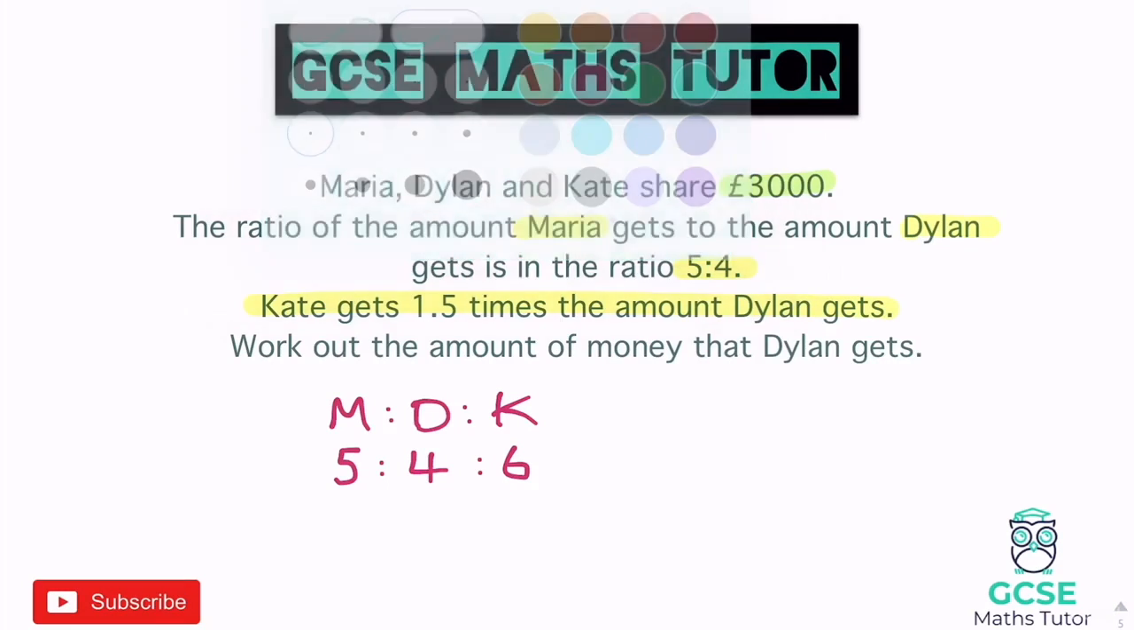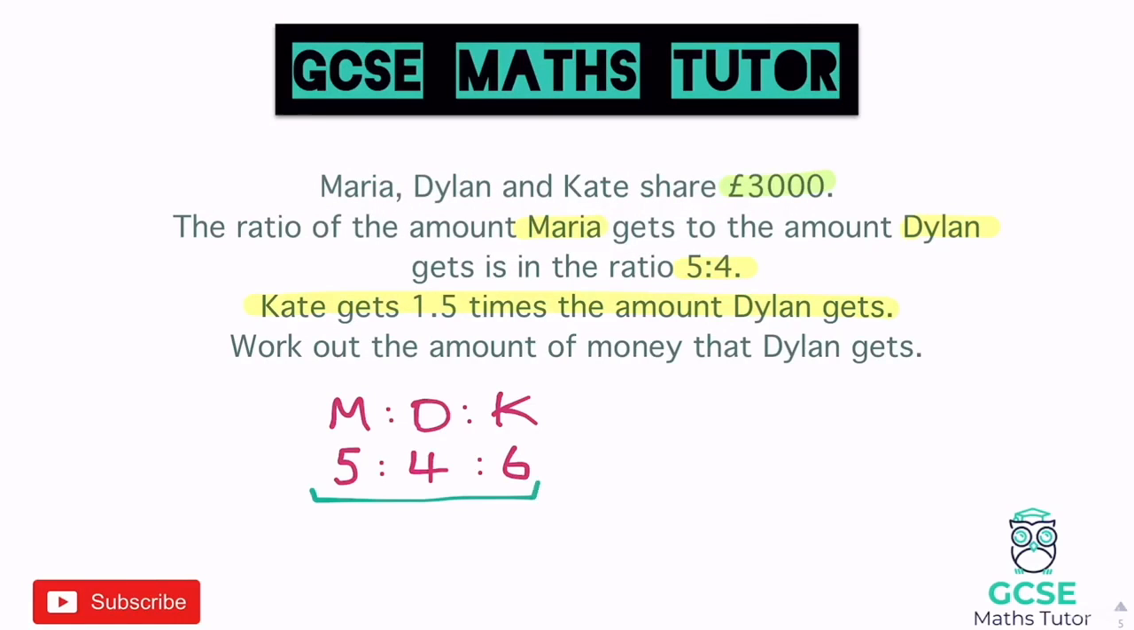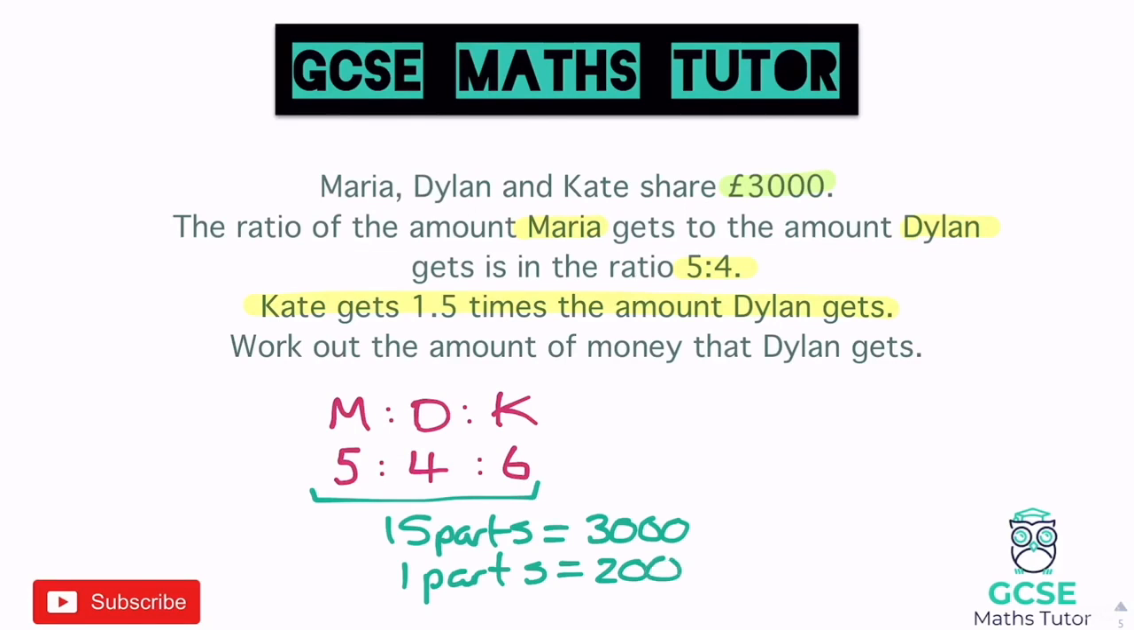So if I get rid of this little bit of working out, this times 1.5, let's have a look. In total, that ratio adds up to 15 parts, and now we know that those 15 parts equal the £3,000. So we can find the value of 1 part again by dividing by 15, and 3,000 divided by 15 gives us a value of 200. There we go. So they all get 200.